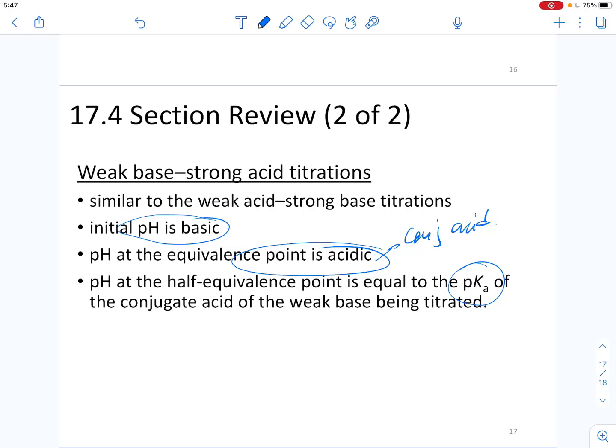Remember, what you are plotting is pH, so pH depends on the concentration of H+, and if you are titrating a base, even if you have Kb, it is the conjugate acid that is providing the H+. That's why the value that you will see there, even starting with a base, is going to be the pKa of the conjugate acid. Okay, so that's it.